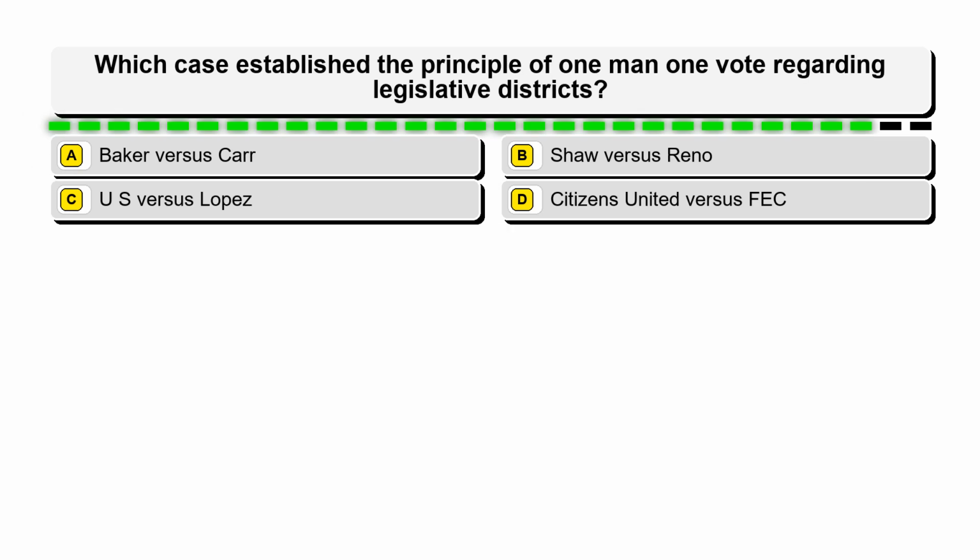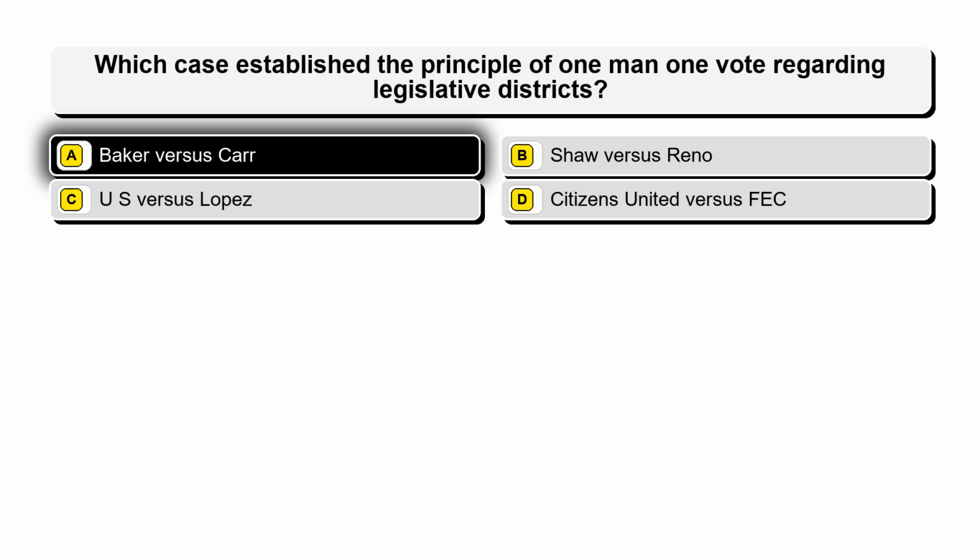Question 137. Which case established the principle of one man one vote regarding legislative districts? Option A, Baker v. Carr. Option B, Shaw v. Reno. Option C, U.S. v. Lopez. Option D, Citizens United v. FEC.